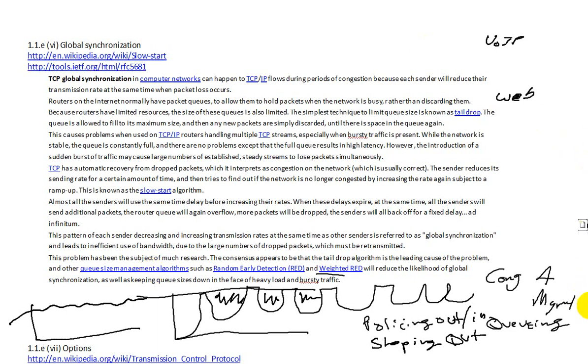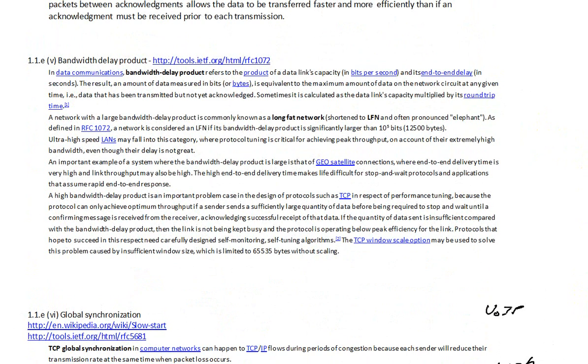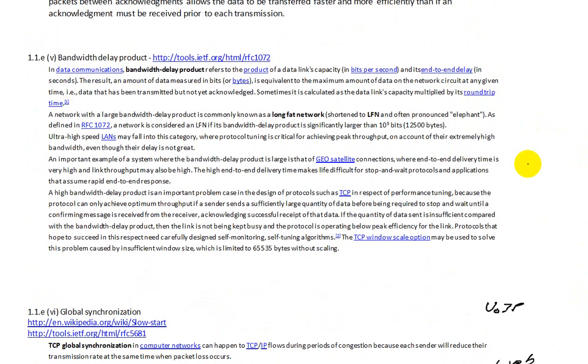Now let me come back up here to bandwidth delay product. Bandwidth delay product basically refers to the product of a link's capacity in bits per second and its end-to-end delay in seconds. So the result, an amount of data measured in bytes, is equivalent to the maximum amount of data on the network at any given time.